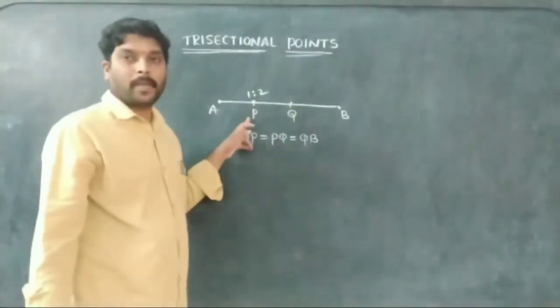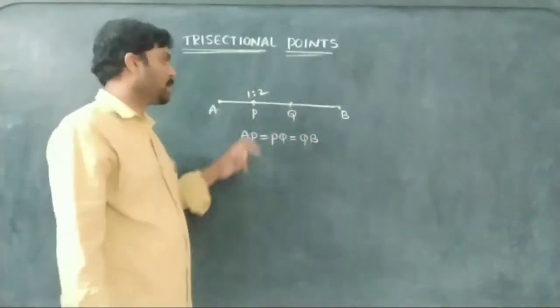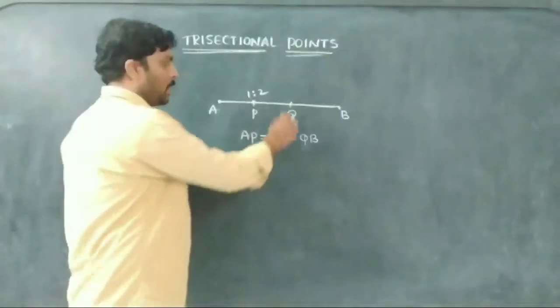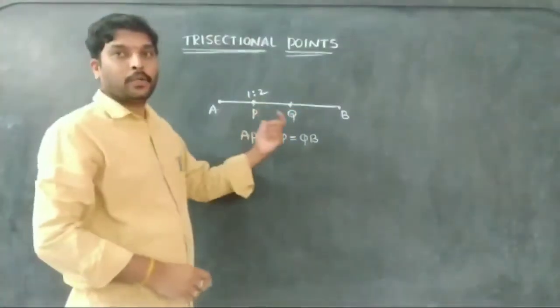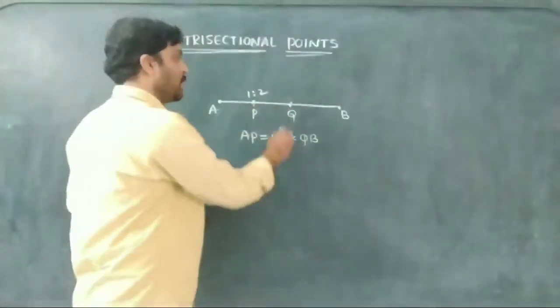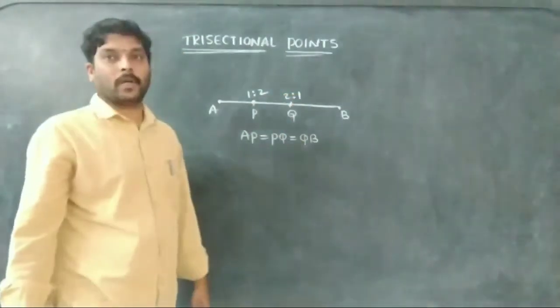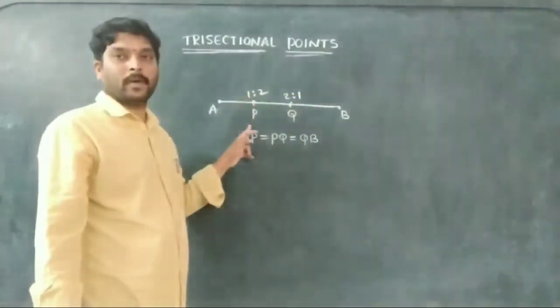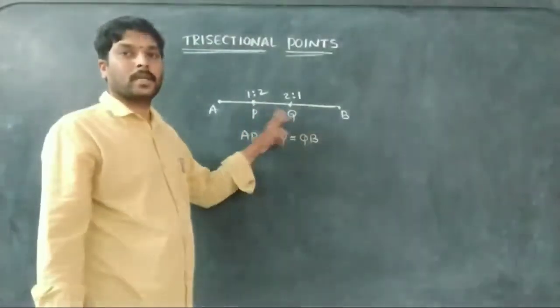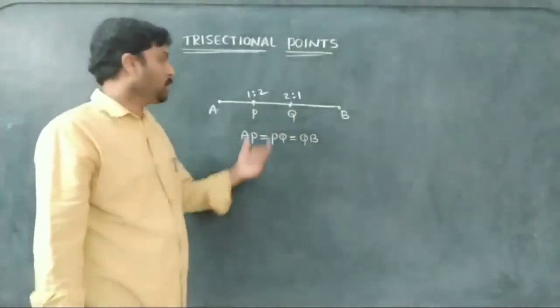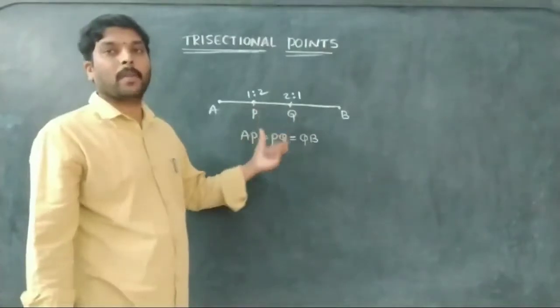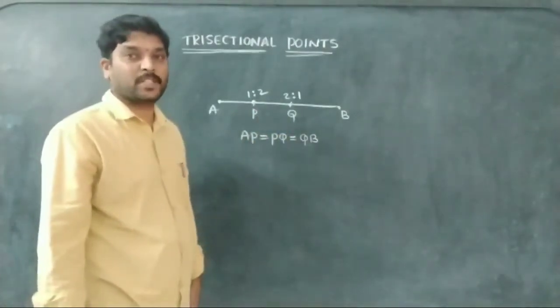So the point P divides the line segment in the ratio 1 is to 2. Q divides AB internally in the ratio, before 2 parts, after 1 part, 2 is to 1. Here P is 1 is to 2, and Q divides in the ratio 2 is to 1. These 2 points P and Q are the points of trisection.